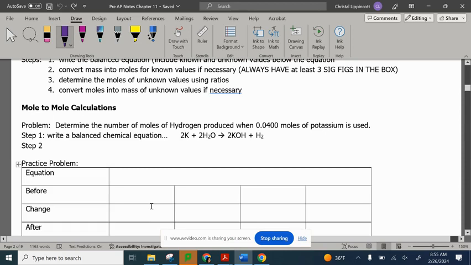Where do moles live? They live in holes. So you can only have moles in the holes. So these boxes can only have moles, at least for this unit.